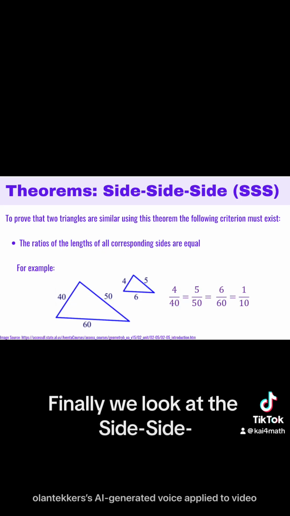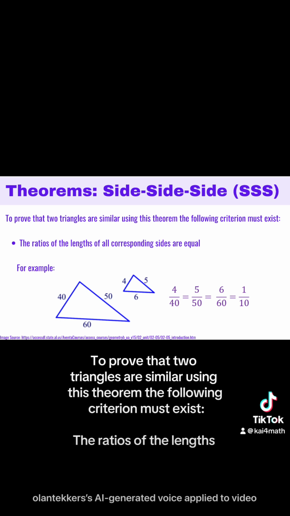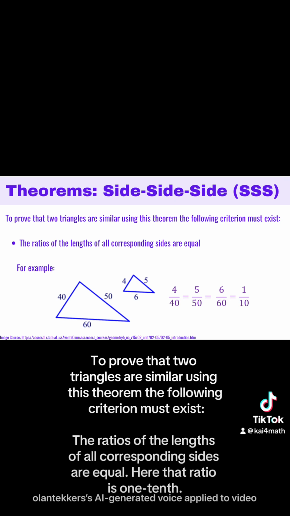Finally, we look at the side-side-side, or SSS theorem. To prove that the triangles are similar using this theorem, the following criterion must exist. The ratios of the lengths of all corresponding sides are equal. Here that ratio is 1/10.